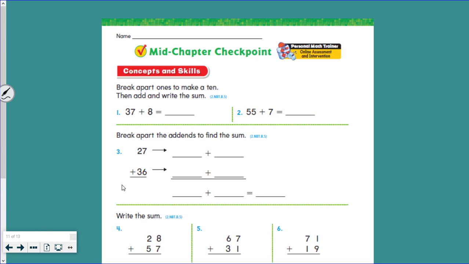We're going to go to the mid-chapter checkpoint. Okay? So I'm going to explain these, but I'm not going to check them with you because I want you to turn this page in so that I can look at it and see how you did. Okay? So break apart ones to make a 10, then add and write the sum. Do that for these two here. So pause your video and do that.